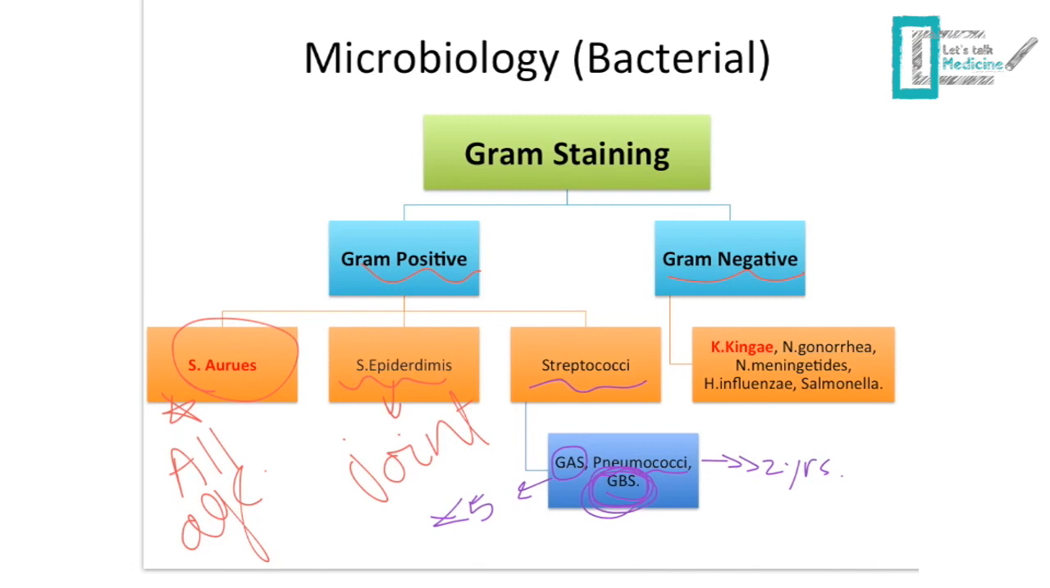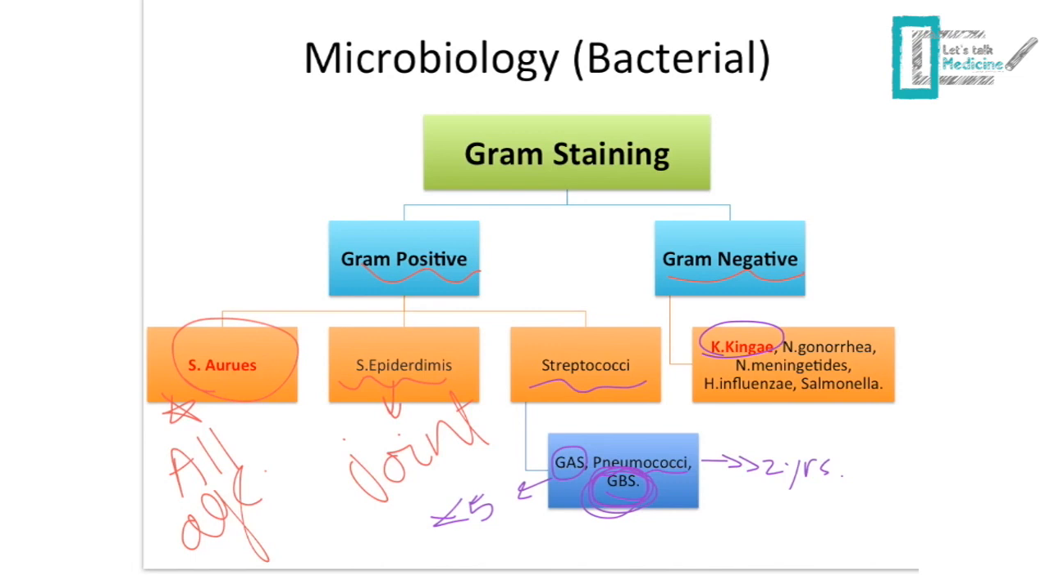Now coming to the gram-negative organisms. The gram-negative organisms are in third place after the staph and strep. Of the gram-negative organisms, the most common cause is Shigella. So they usually come to you in the lab and say that the Gram staining shows gram-negative coccobacilli, so that's usually Shigella.